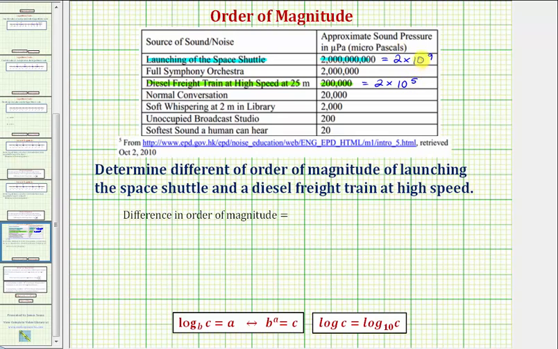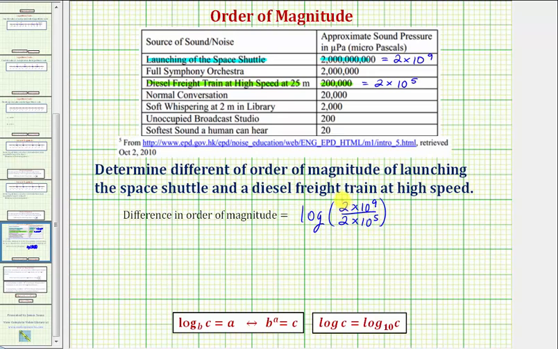And now we'll determine the difference in order of magnitude, which is equal to the common log of the sound pressure of the space shuttle launch, which is 2 times 10 to the ninth, divided by the sound pressure for the diesel freight train, which is 2 times 10 to the fifth. Now we could just type this in the calculator, but let's go ahead and simplify this by hand.